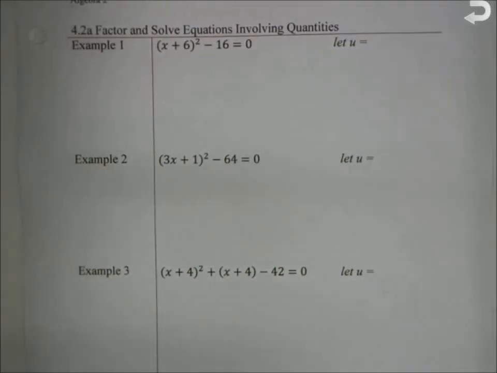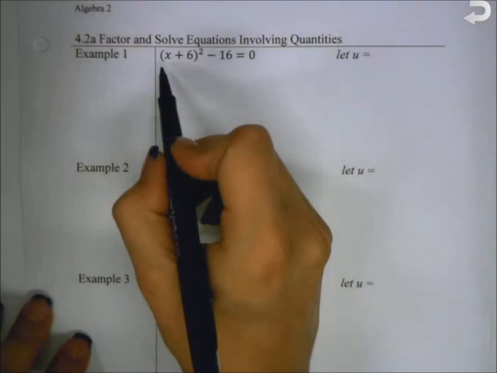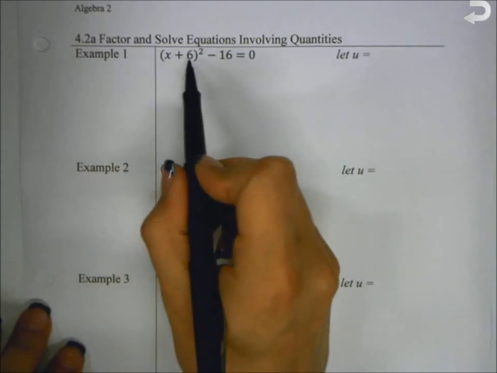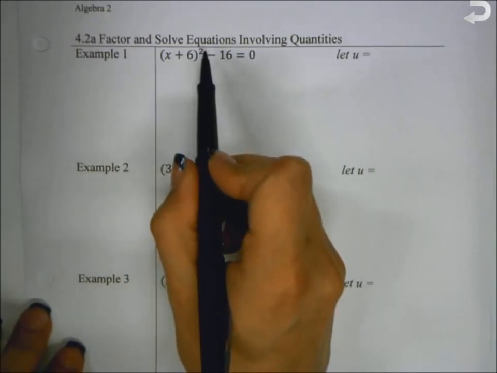4.2a, we're solving equations involving quantities. So it's very similar to what was on the last test. We're going to plug something in for the quantity, then solve, factor, and then we plug it all back in at the end. The first thing we have to do is define what variable our quantity is going to equal. So in example number 1, I have x plus 6, all of that squared, minus 16 equals 0.